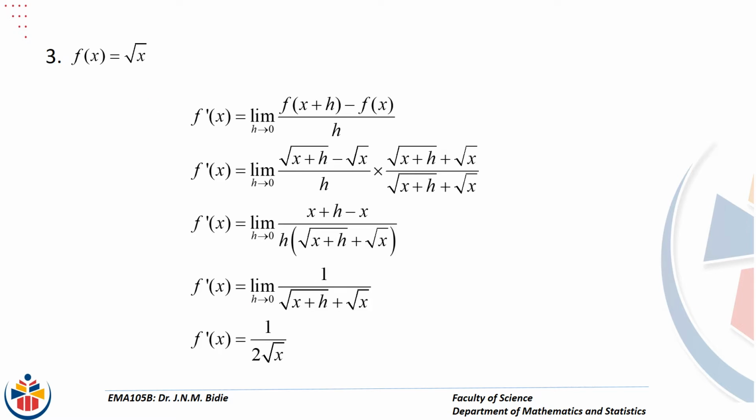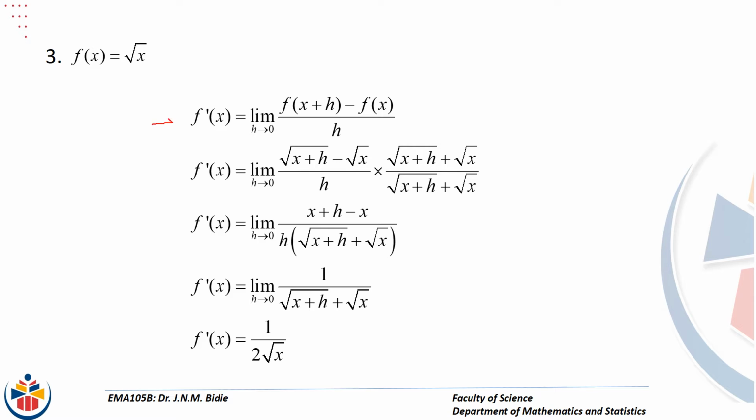Now we go to the square root. What if our function has got a square root sign? It means we have to bring in the rationalization that we were introduced to when we were being introduced to square roots.